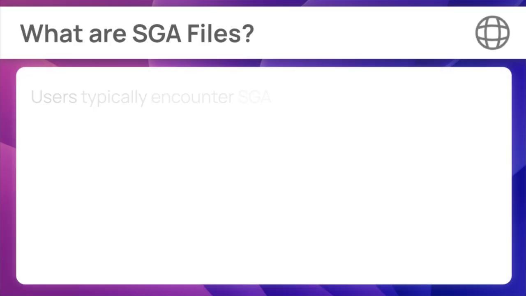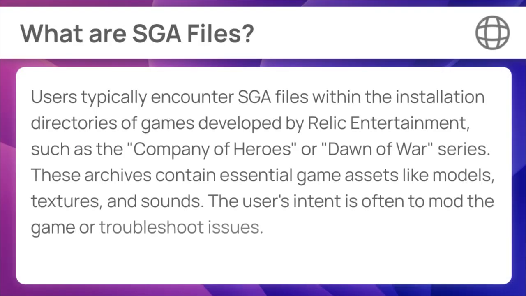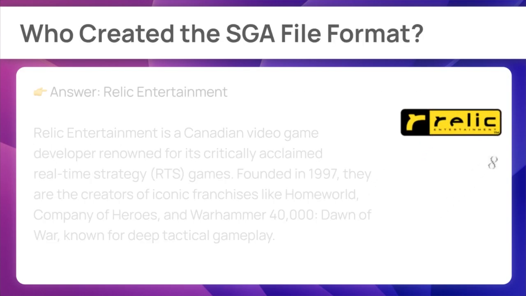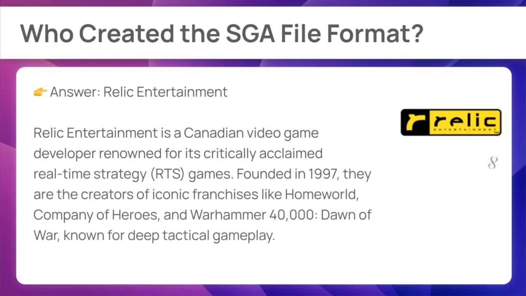Users typically encounter SGA files within the installation directories of games developed by Relic Entertainment, such as the Company of Heroes or Dawn of War series. These archives contain essential game assets like models, textures, and sounds. The user's intent is often to mod the game or troubleshoot issues.